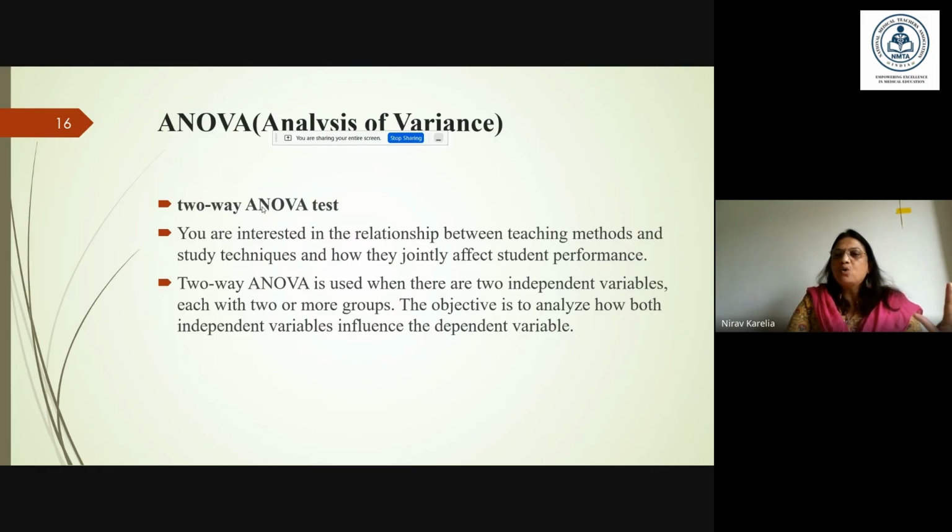Teaching method. I am considering only teaching method. Now, along with teaching method, I want to include the study techniques, whether the students use any different study techniques. And then I want to know whether jointly the teaching method and study technique will affect the student performance. So here my two independent variables are teaching method and study technique. Okay. So here there are two or more groups, but the independent variables are two. So this comes as a two-way ANOVA.